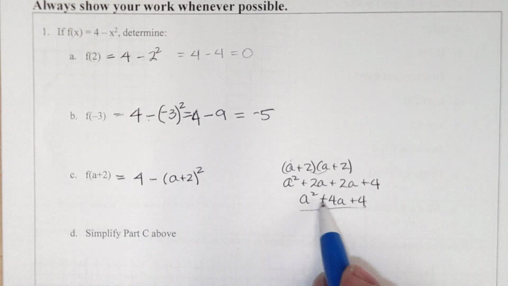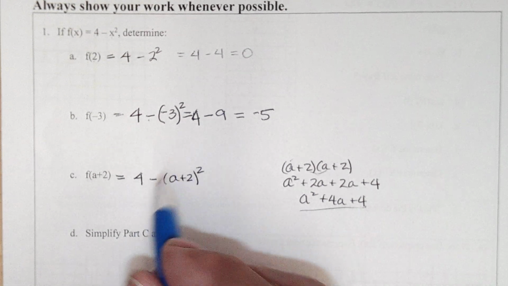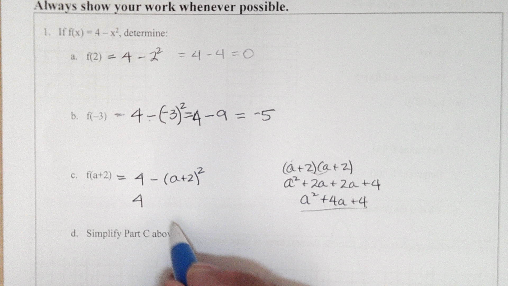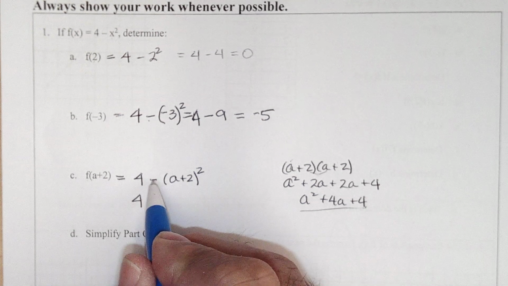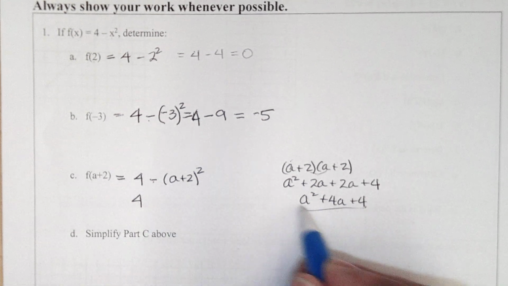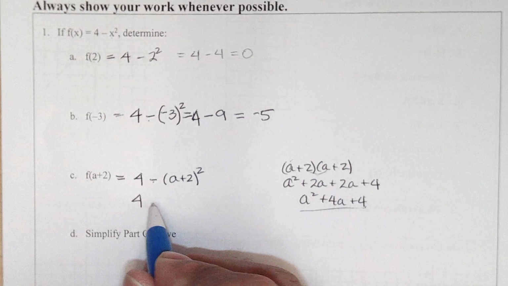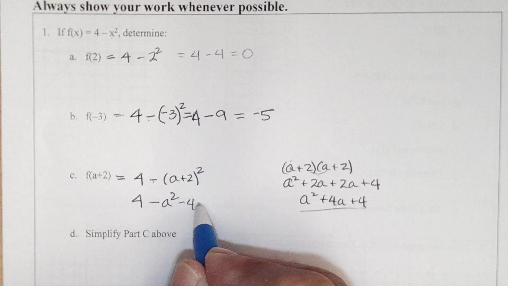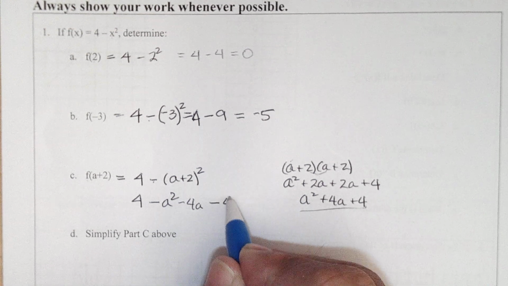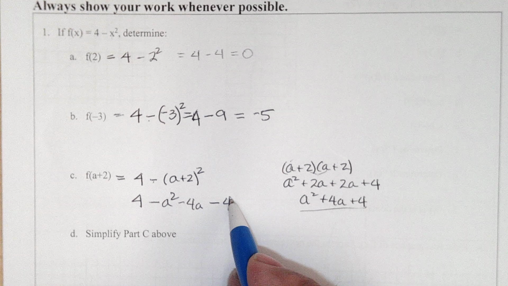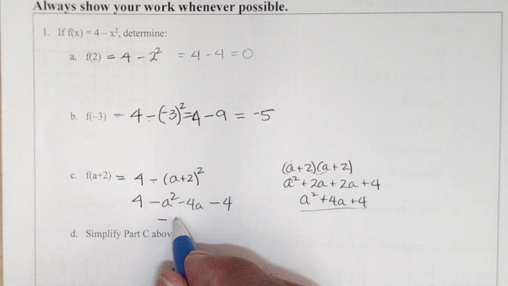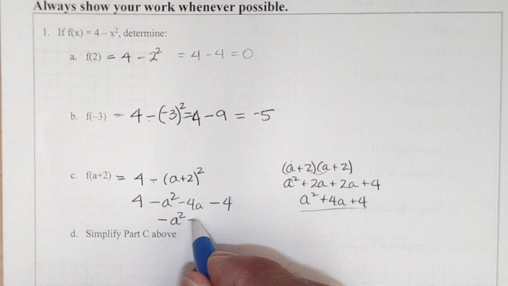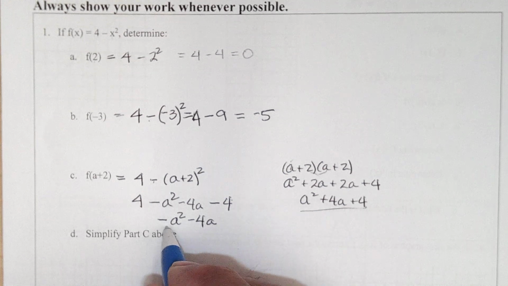But we're supposed to subtract this from 4. And this is where a lot of you messed up. It says subtract what you get. So all of this is subtracted. So it's minus the a squared. It's minus the 4a. It's minus the 4. So 4 minus 4 is gone, and we have negative a squared minus 4a as the answer.